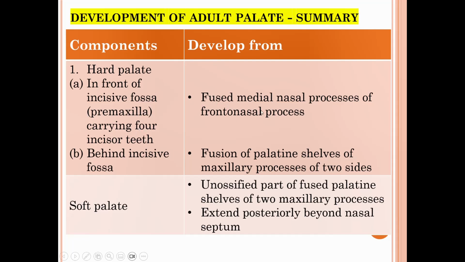It is formed by the fused medial nasal process of the frontonasal process. Behind the incisive fossa, we are talking about the hard palate, which is formed because of fusion of the palatine shelves of the maxillary processes of the two sides. The soft palate is the unossified part of the fused palatine shelves of the maxillary process, extending posteriorly beyond the nasal septum. So that is the summary of development of the palate.